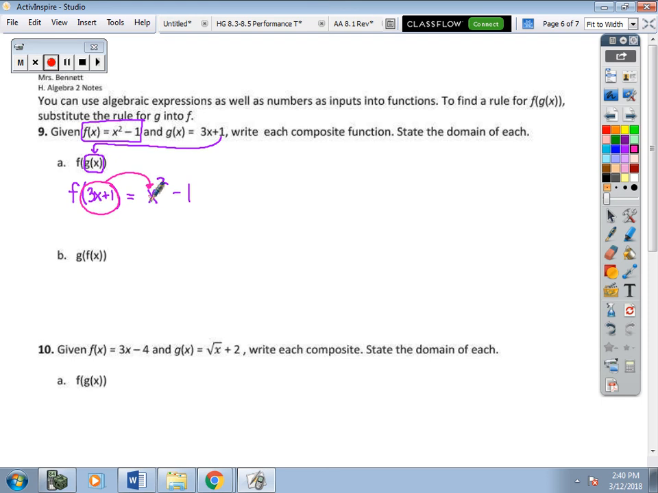Normally it's f of 2. We plug in 2. Okay, just as not a number, it's an algebraic expression. Now we will use parentheses: 3x plus 1 quantity squared minus 1. And then don't forget, when you have a binomial squared, you do have to expand it and FOIL.